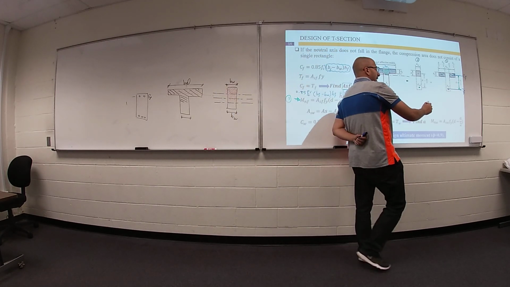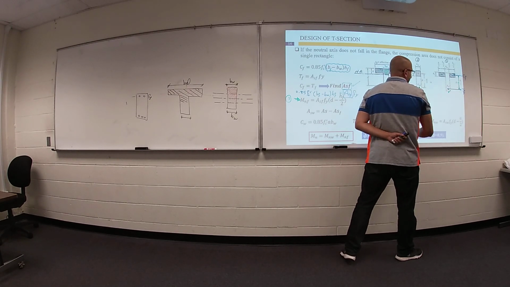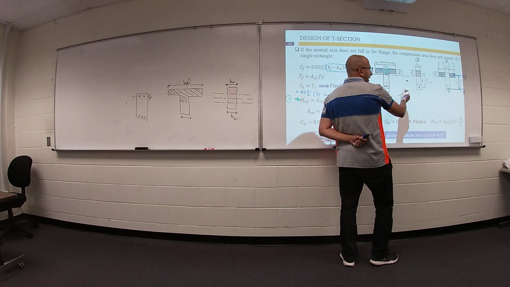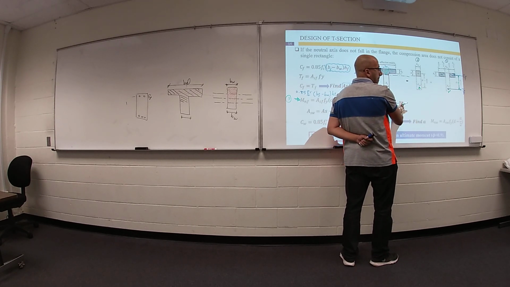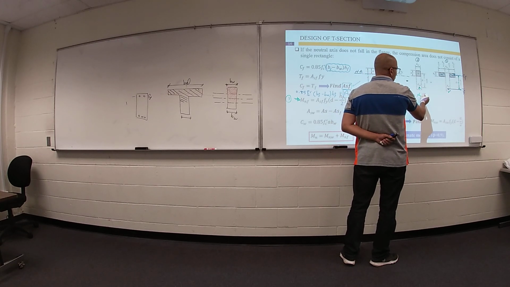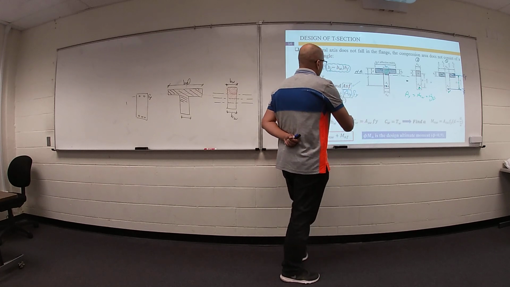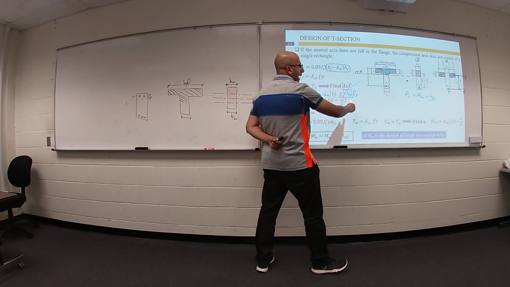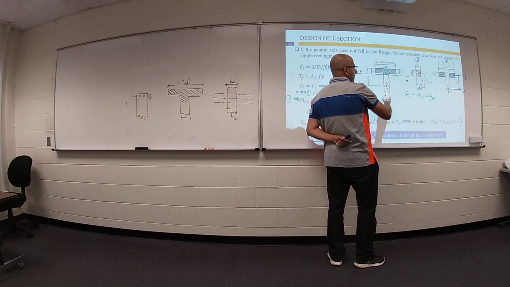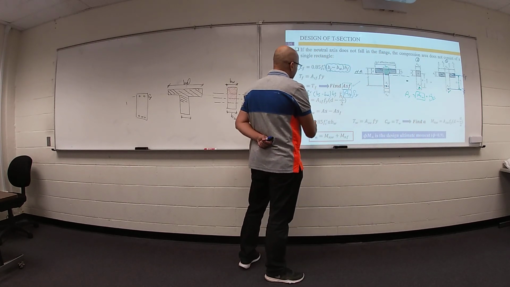Remember, right now I can figure out the value of area of steel flange, and I know the original area of steel. Can you calculate your area of steel web? Yes. Area of steel total equals area of steel web plus area of steel flange. This one is known, and this one is given in the original problem, so I can figure out the value of area of steel web.